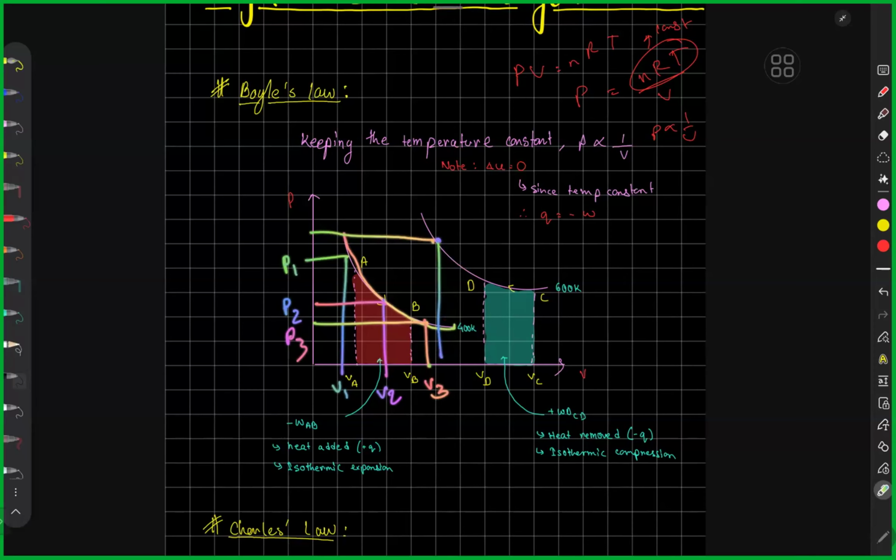And changed how? What will you say? Did it increase or decrease if the temperature has increased? Anyone? The product of PV has increased or decreased for 600 Kelvin? Anyone can unmute and just tell me. What do we think? For this increased temperature, let's say P1, V1, P2, V2, whatever this product of P1, V1 is, what happened to the product? What do we think for 600 Kelvin?